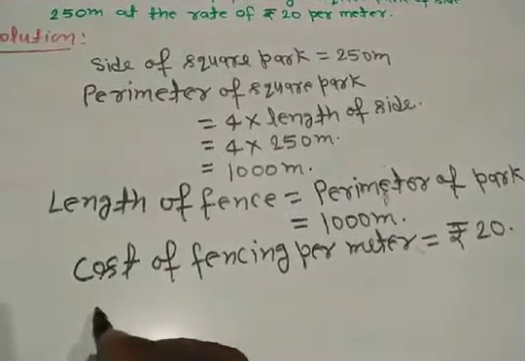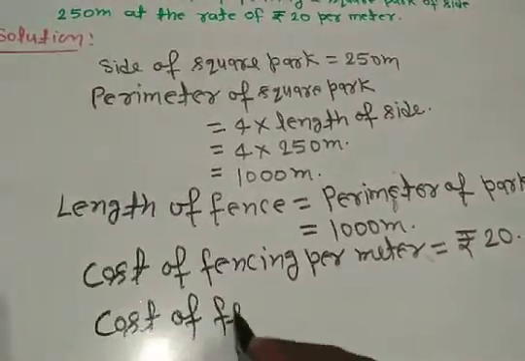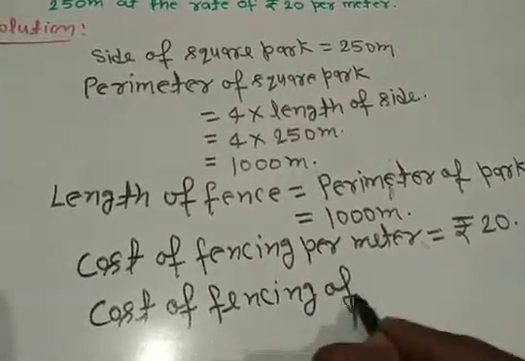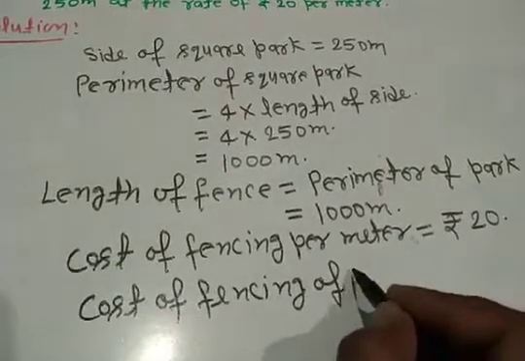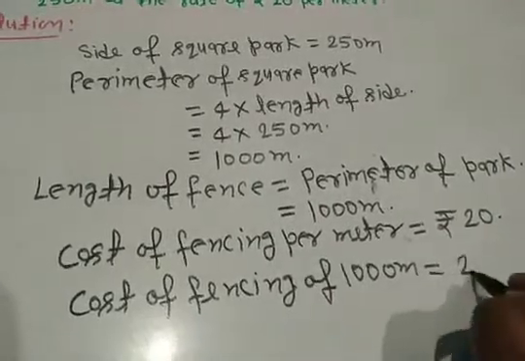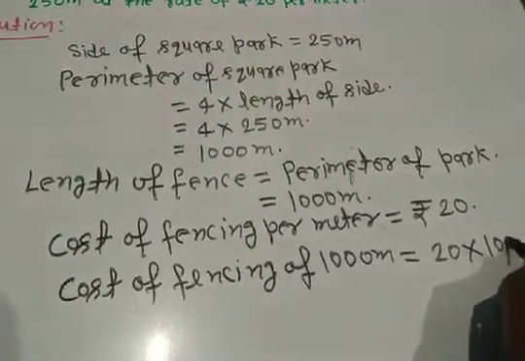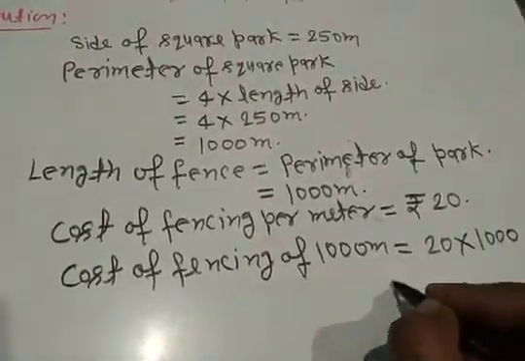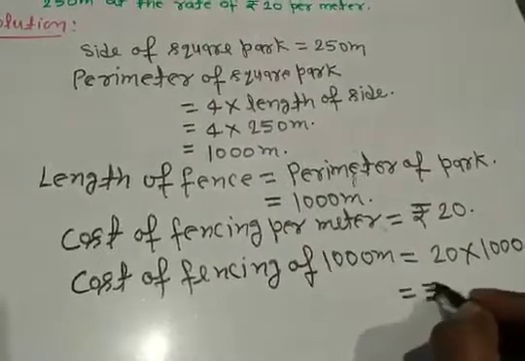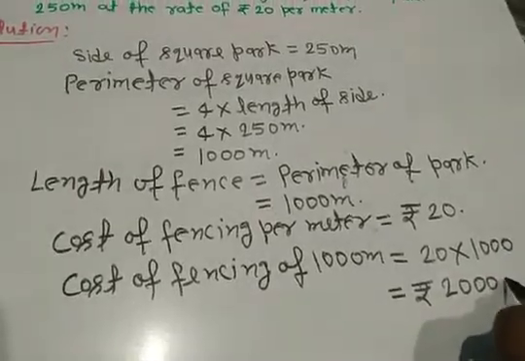Okay, so the cost of fencing of how many meters length of our fence? 1000 meters. This is equal to: 20 rupees is the cost of 1 meter, but we have 1000 meters length, so it becomes 20 into 1000 rupees, which is 20,000. Clear?